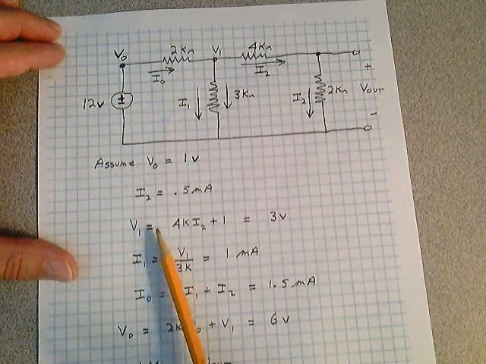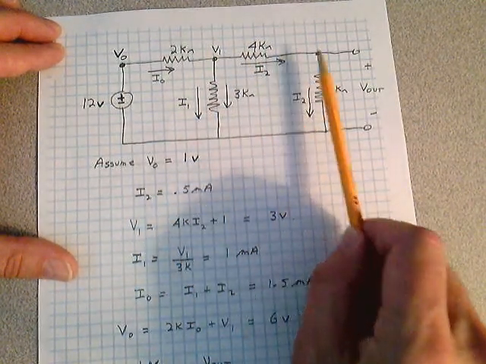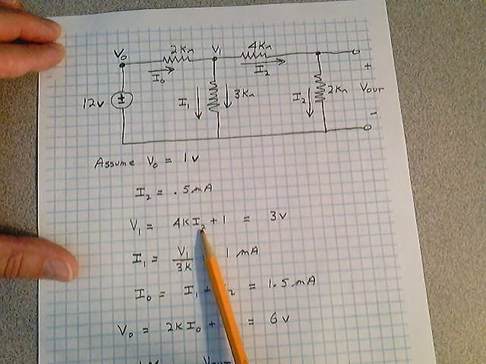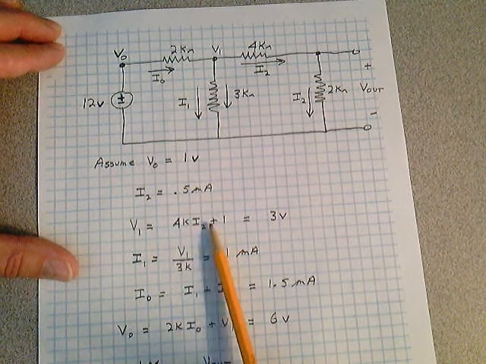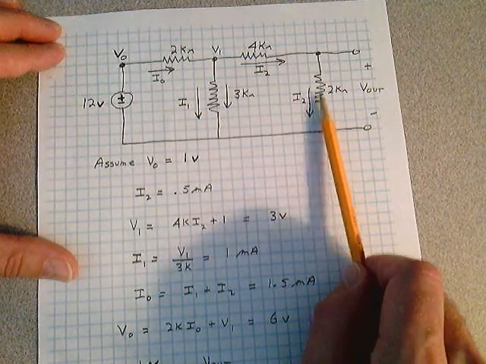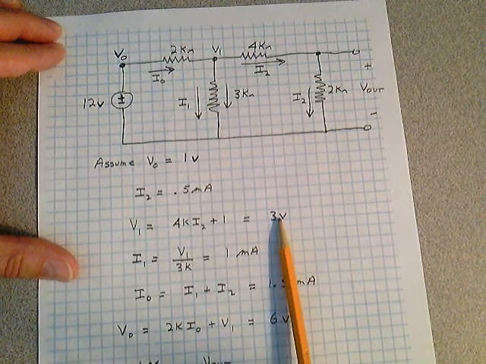So if you look down here, V1 at this point is simply going to be equal to the voltage drop here plus to minus, plus the voltage drop here plus to minus, so they just add: 4k times the I2, which we already know, that's 2 volts, plus 1 volt. How do we get 1 volt here? Well, the 1 volt here is simply what we assumed when we started out. You get 3 volts at this point.